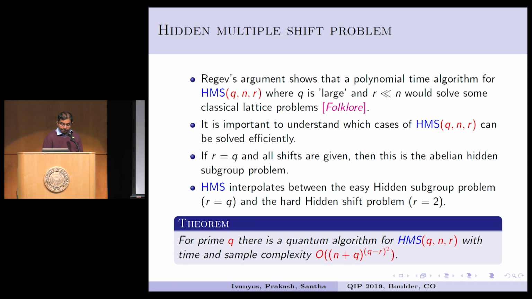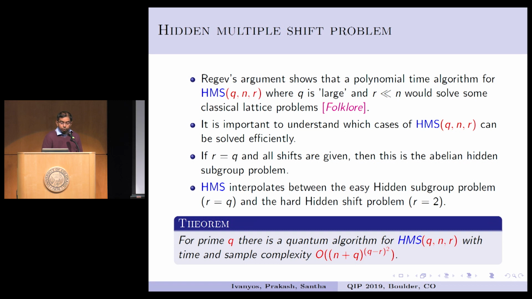So here the main result we prove is the following. The main theorem for this talk is that for prime Q, there is a quantum algorithm for the hidden multiple shift problem, HMS Q,R, with time and sample complexity (n + Q)^((Q-R)^2).